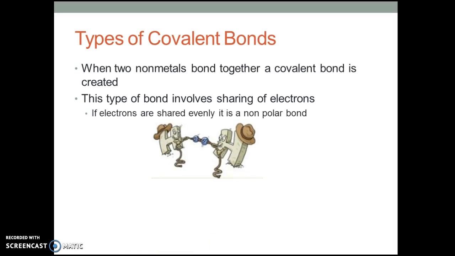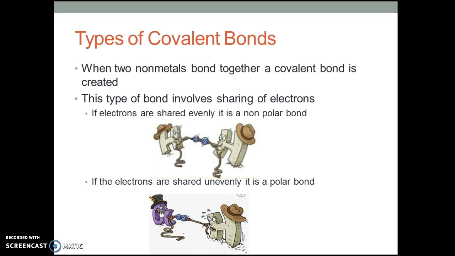If they share evenly with each other, as the picture shows, this is called a non-polar bond. Each of the two hydrogens pulls evenly on the electrons that they're sharing, and therefore it is not polar. If, however, they are shared unevenly, they call this a polar bond. In this little diagram, chlorine is being kind of evil and pulling way harder on the electron than poor hydrogen can.